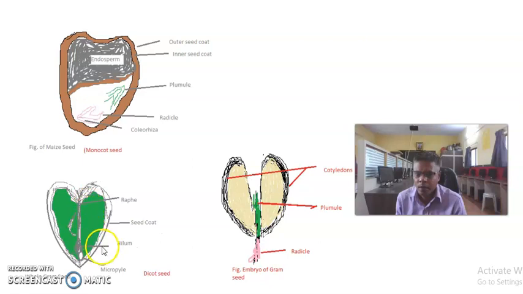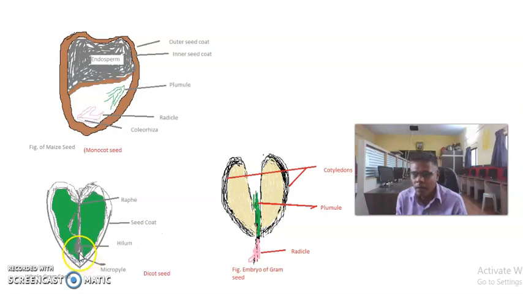In the dicot type seed diagram we see different parts. Number 1 is the raphe, number 2 the seed coat, next the hilum, and here the micropyle. Initially we study the hilum. The hilum is the point at which the seed is attached to its stalk.